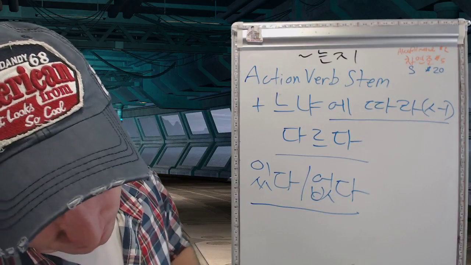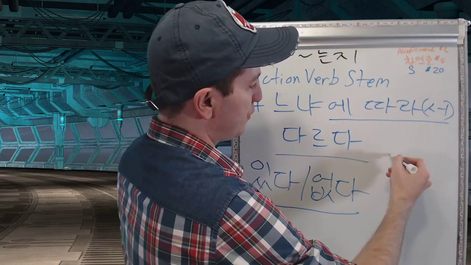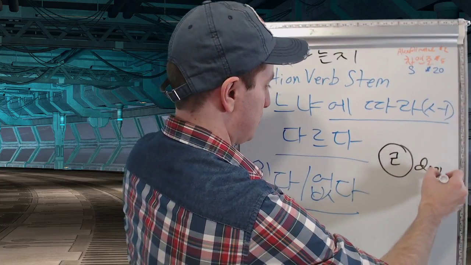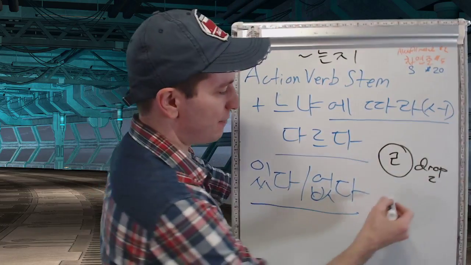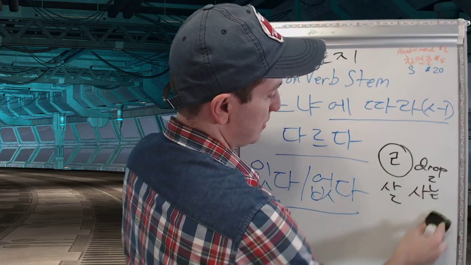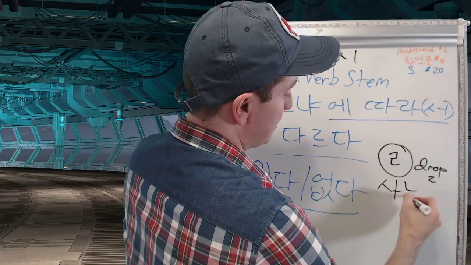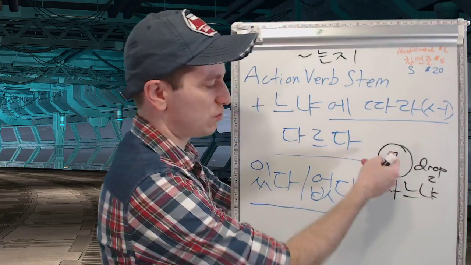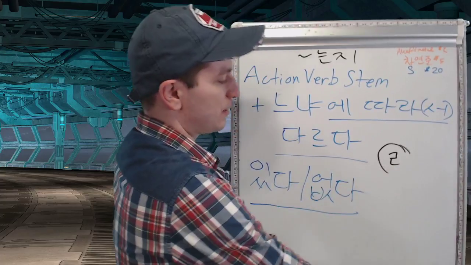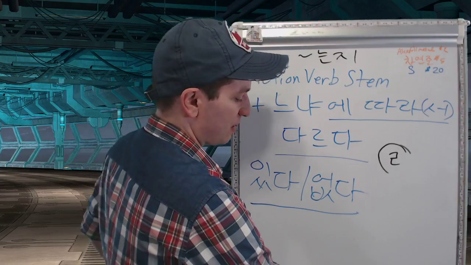The other thing is with 느냐, if the action verb ends with this letter, then you drop it. That's it. So if you have the verb 살다, to live, it becomes 사느냐. You just drop this if there's an action verb with that letter. Other than that, you don't have to do anything else specific. You can use this the exact same way as you use the other one.